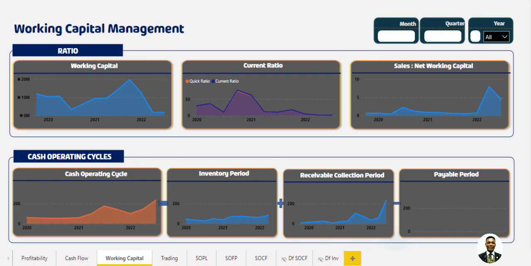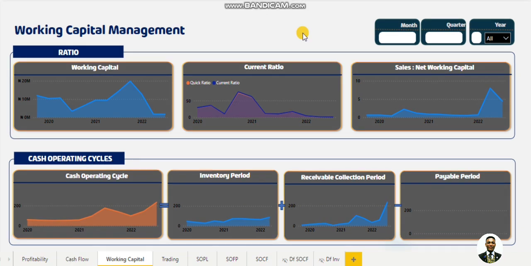From previous videos, we got to understand that inventory management as well as receivable collection period were serious issues the management would need to contend with. So as we see, the business would need to pay attention to these factors. And now let's bring all of these things together and see how it affects the business.